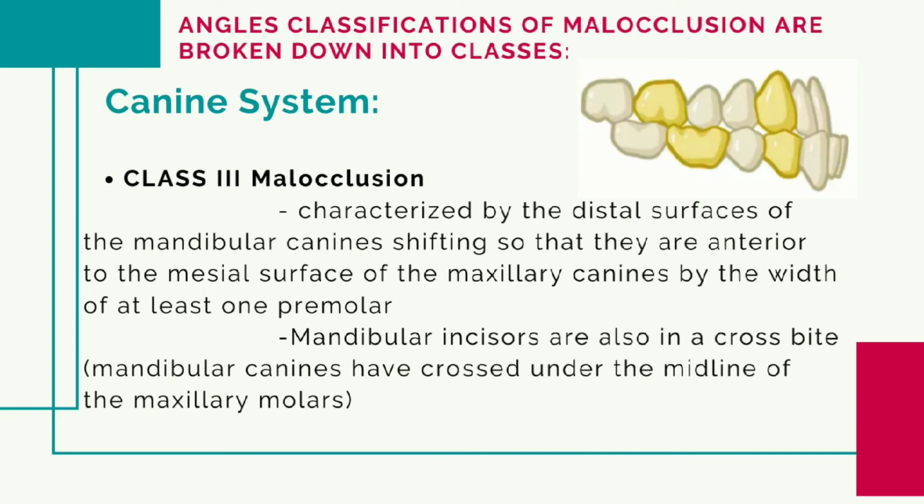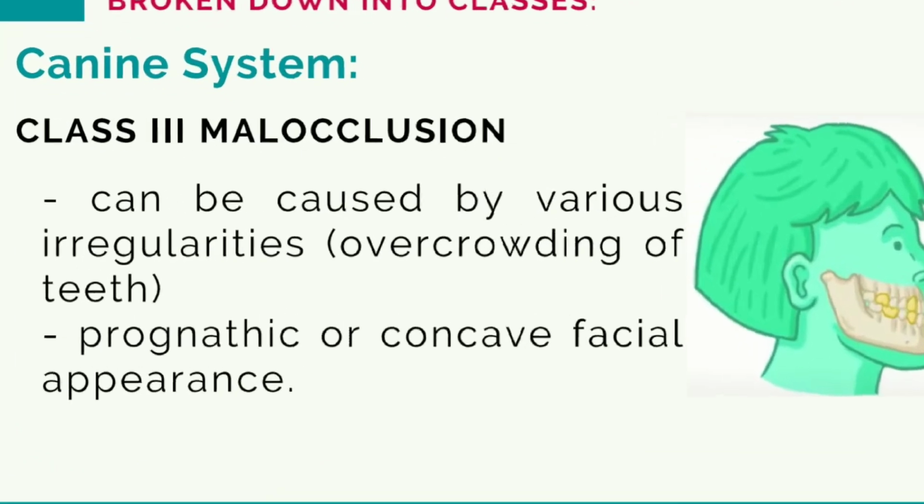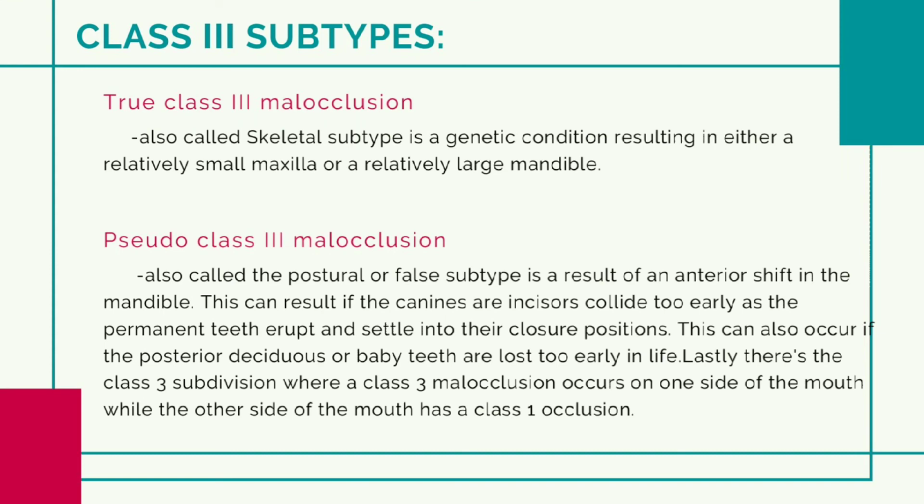Class 3 is characterized by the distal surfaces of the mandibular canines shifting so that they are anterior to the mesial surface of the maxillary canines by the width of at least one premolar. The mandibular incisors are also in a crossbite, meaning the mandibular incisors have crossed under the maxillary incisors and have become the more lingual of the two teeth. This can be caused by various irregularities including overcrowding of teeth. This results in a prognathic or concave facial appearance from the side. Class 3 has subtypes as well.